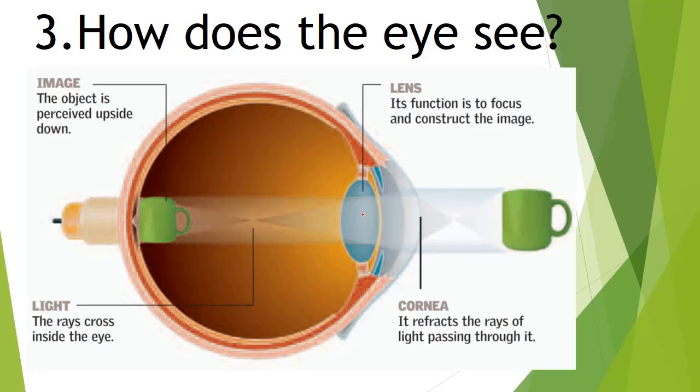This eye part is so important that almost 70% of our nerve impulses or sensory receptors are directed to the eye, so it is that important.